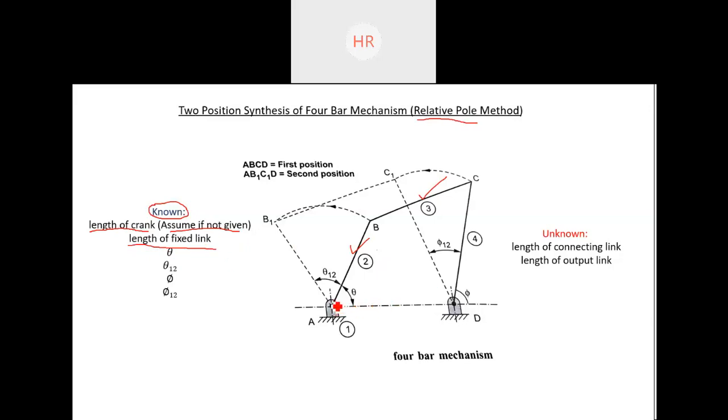This link AB, the length of this fixed link will be known. Angle theta means the initial angle, or angle of first position of the input link, is known priorly. Okay. For these also, if not given in the problem, you have to assume.